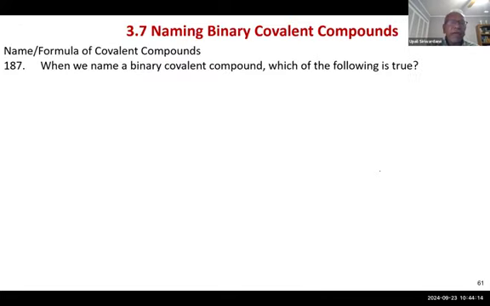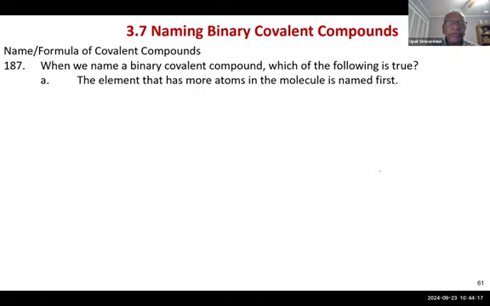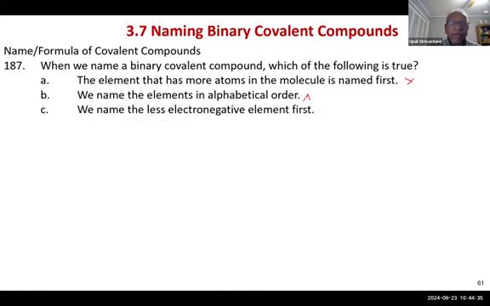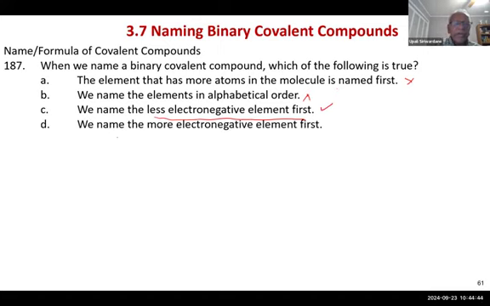When we name binary compounds, which of the following is true? The element that has more atoms in the molecule is written first? That's not it. What is the rule? The element with the lowest electronegativity. Alphabetical order, that's not the way. Name the less electronegative element first. That's correct. Naming the more electronegative first is wrong. Therefore, the answer is C. Do you understand what we said in the previous slide? The question is about which element is named first.